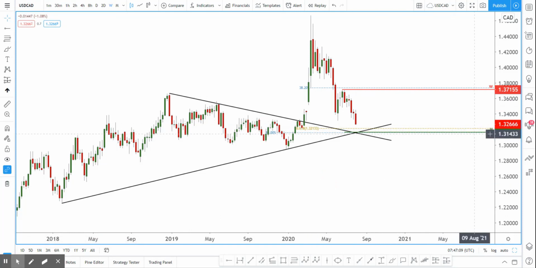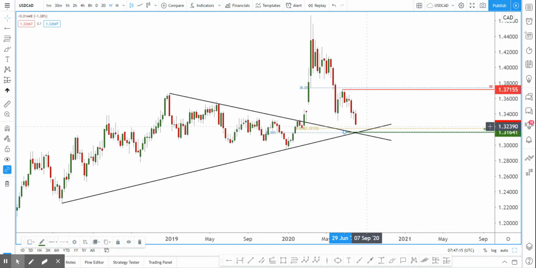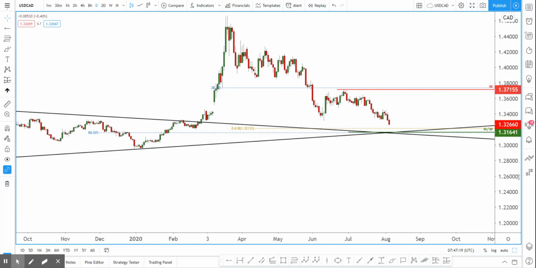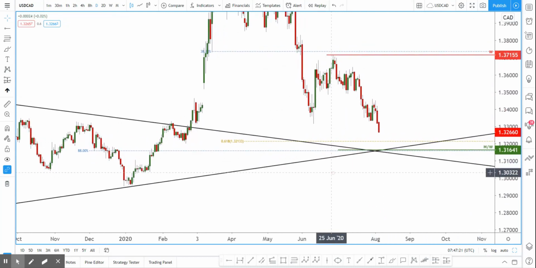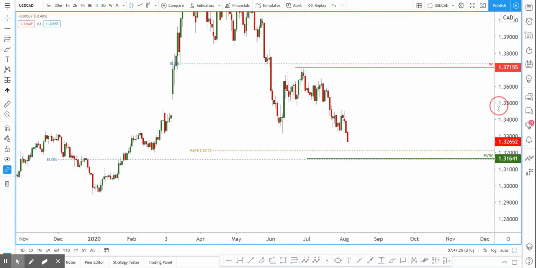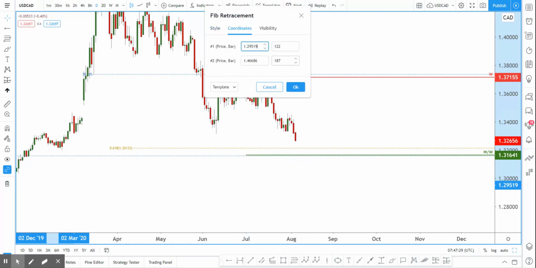So this monthly support can also double up as a weekly support. We have the weekly support now and weekly resistance. Let's quickly go down to the daily. Nothing much to see on the daily. I can remove the trend line because it's coming a bit from too far away. And let me just tidy this up for you guys.